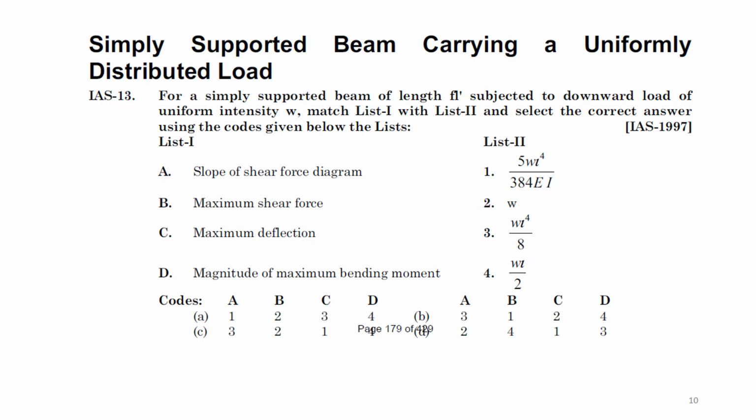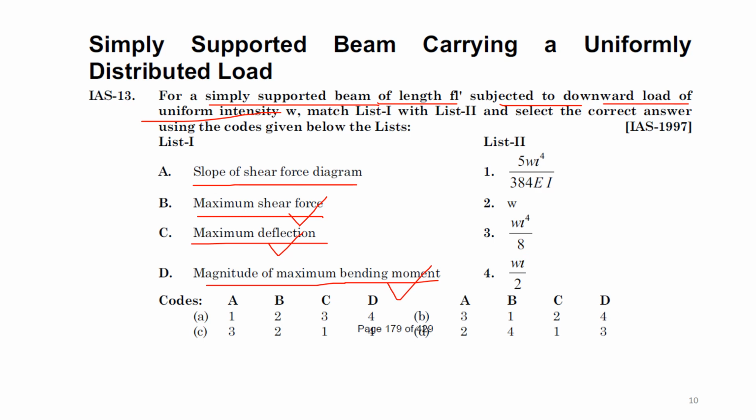Next question, we have to match this. Shear force, slope of shear force diagram, maximum shear force, maximum deflection, magnitude of maximum bending moment. There is a simply supported beam of length L subjected to a downward load of uniform intensity W. So this is the condition, and we have to tell the slope of shear force diagram, maximum shear force, maximum deflection, and the magnitude of maximum bending moment.